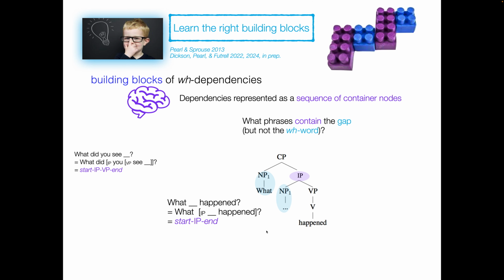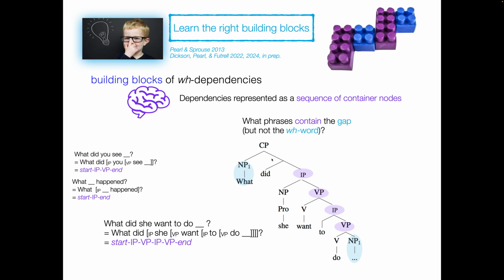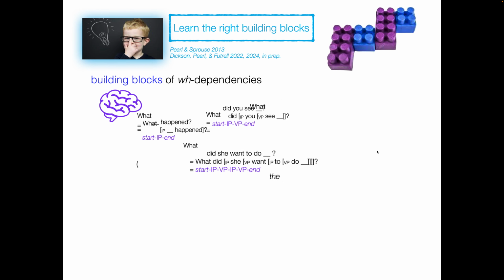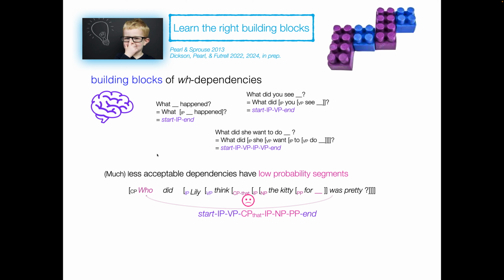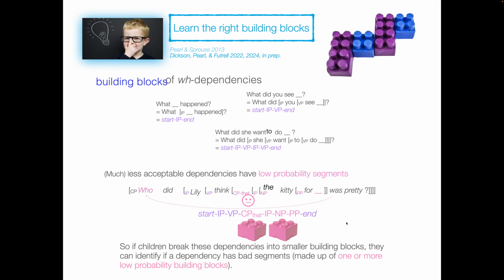And you can do this for any WH dependency, like a really short one, like "what happened," which has a very short path here, versus longer ones, like "what did she want to do?" Again, it's the path between the WH word and the gap, and you're just following that line of structural nodes, whatever they happen to be labeled. So the idea then is that dependencies that are much less acceptable have low probability segments in them, things that just don't occur that often. And if children break these dependencies into smaller building blocks, they can identify if a dependency has bad segments that are made up of one or more low probability building blocks.